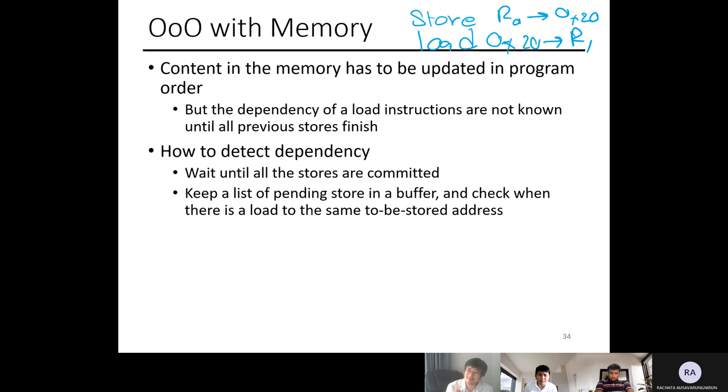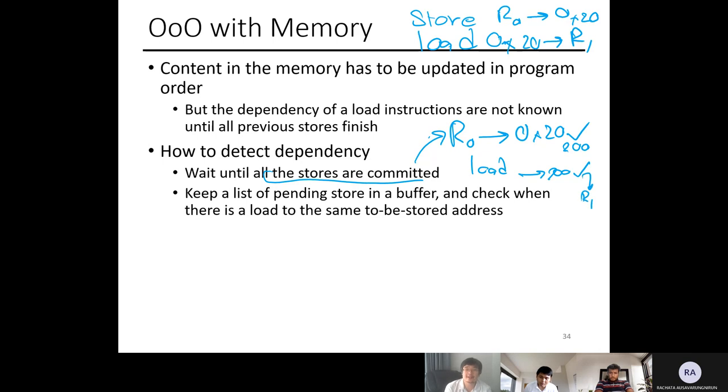The key here is, first of all, how can you detect the dependency? One way you can do this is wait until the store finishes, right? Whenever R0, in this case, is written to address 20, and I'm waiting for, say, 200 cycles, and that's done, then I see the load instruction, right? And I say, okay, address 20 is ready. I start loading, and that takes another 200 cycles to put the value into R1. So I can wait until the store finishes, then I start the load, right? How many cycles does that take?